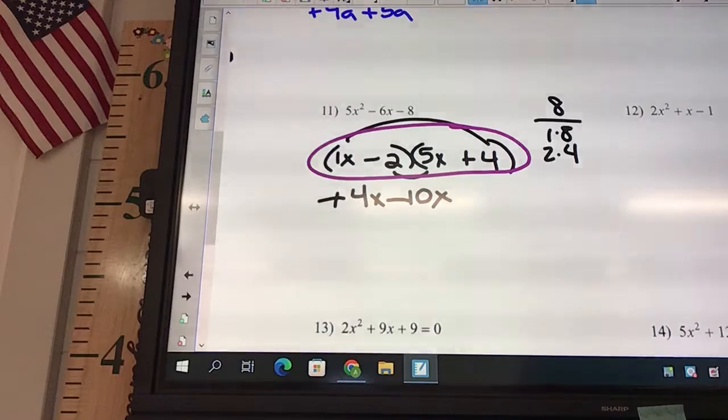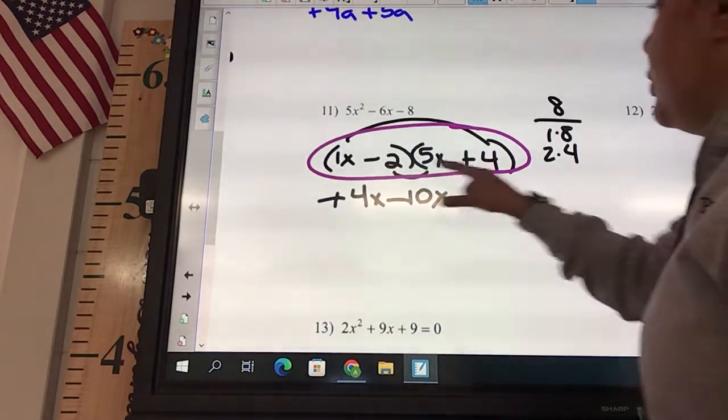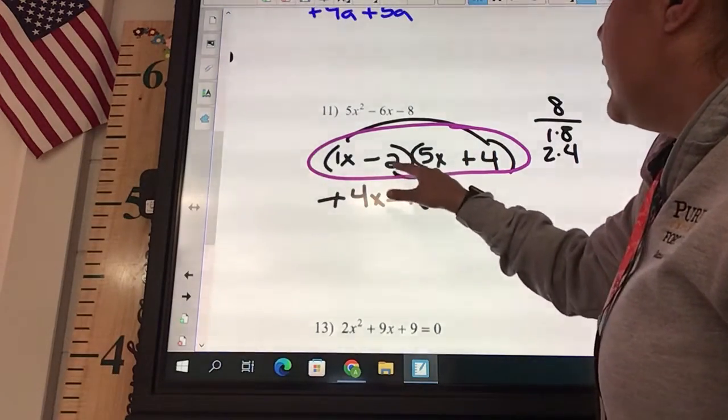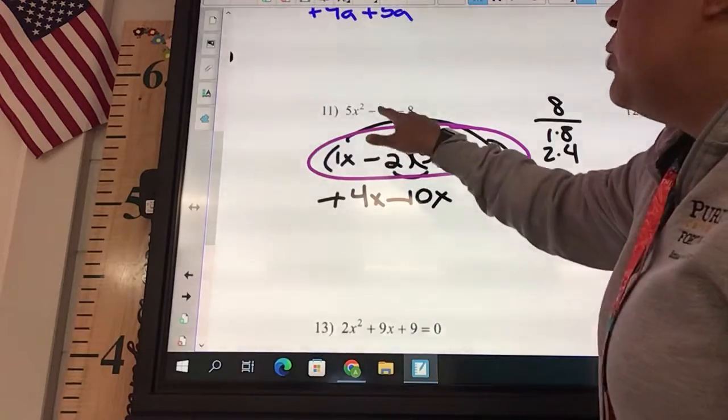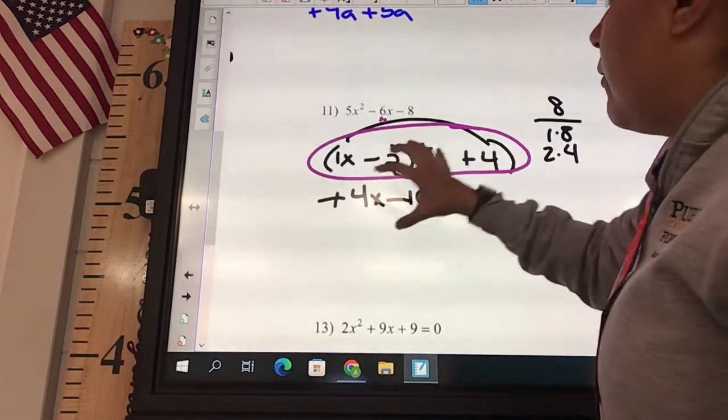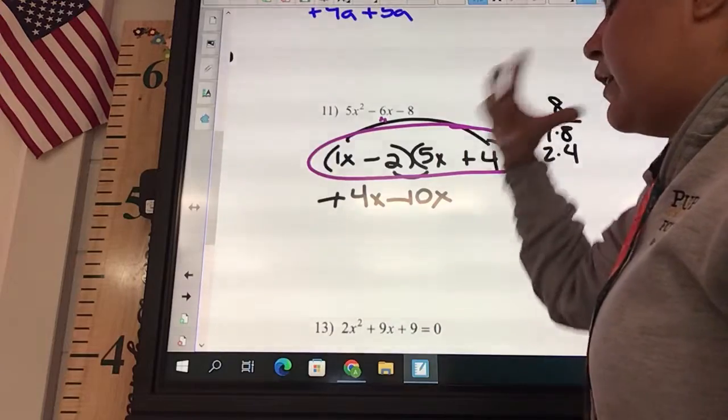Some of these you can kind of look at and imagine. Like if you would put an 8 here, we always do the inner. 8 times 5 is 40. That's way too far from 6. So you can kind of think ahead.